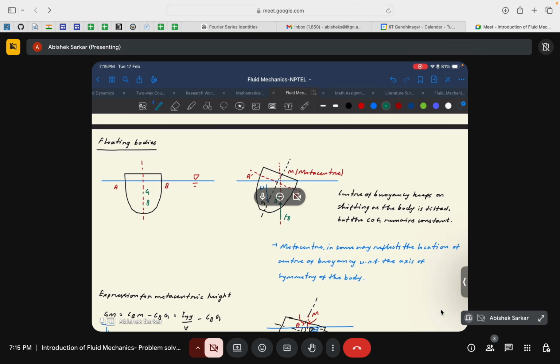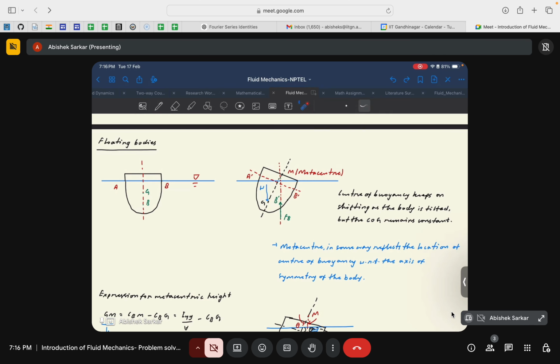Now you can see that since there is a slight distance between the points of application of the weight of the object at the center of gravity and the buoyant force Fb, you will see again that there is a generation of a restoring couple. This restoring force acts in the counterclockwise direction, and this restoring couple would again return the object to its original position, or basically make this configuration stable.